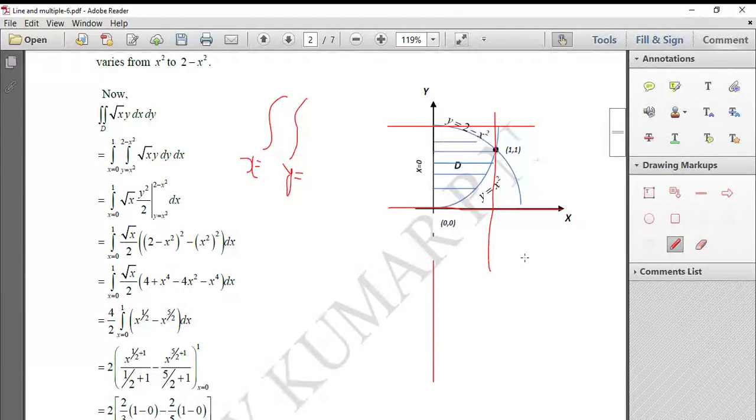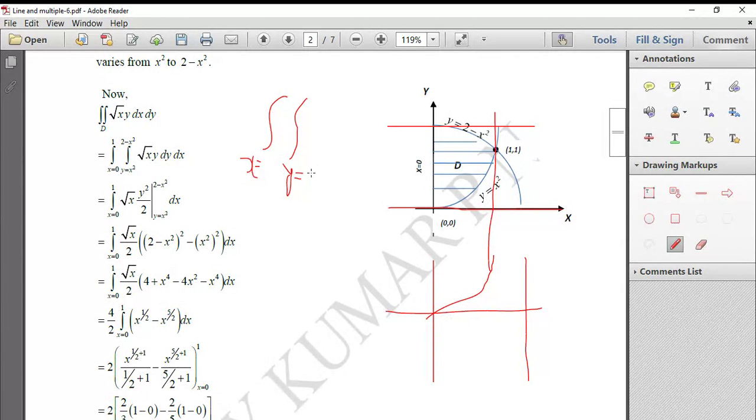X varies from 0 to 1, right? So all these points will come. All the points right to 0 and left to 1, starting from x equal to 0 to x equal to 1. But I'll take y varies only from where to where? Y varies from x square. So all the points on this line satisfy the condition y is equal to x square.